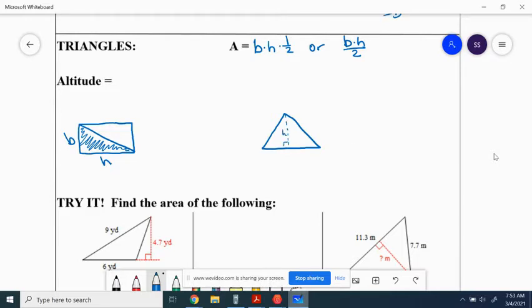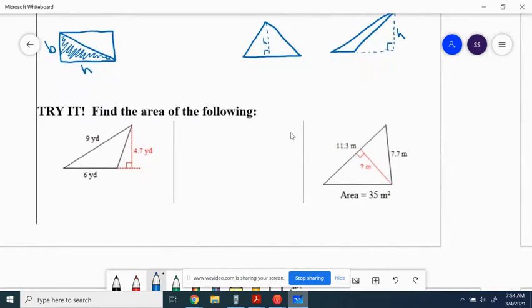Otherwise, if we have a crazy obtuse triangle like this, the height would be drawn to the side like this, the dashed line. This would be the height here, okay? So let's look at some examples here.